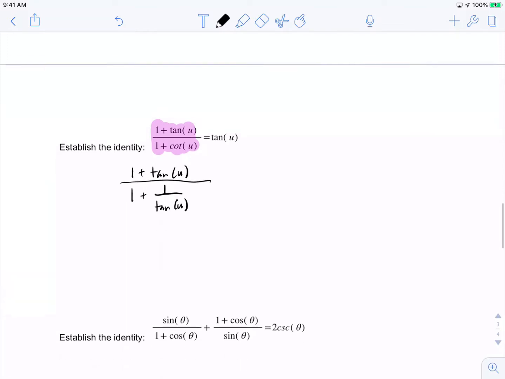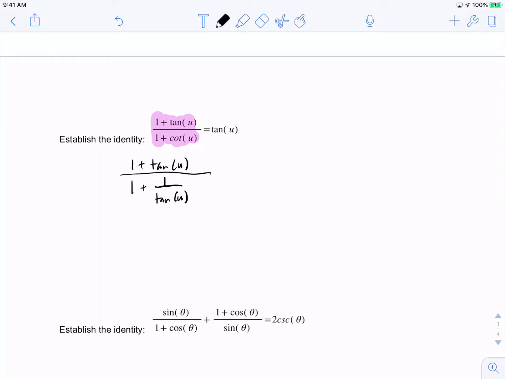And then from there, I can clean that up by making common denominators. So I'm going to get 1 plus tangent of u. And then in the denominator, I'm going to get tangent of u plus 1 all over tangent of u. I'll make this one bigger just so you guys can tell. The only change I really made here was to the denominator.